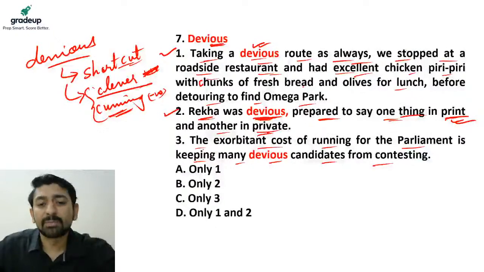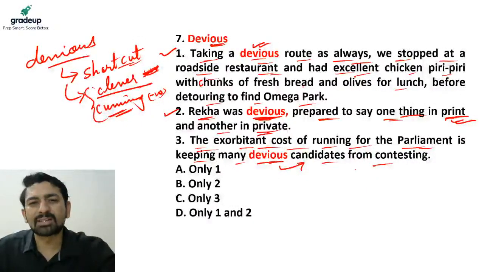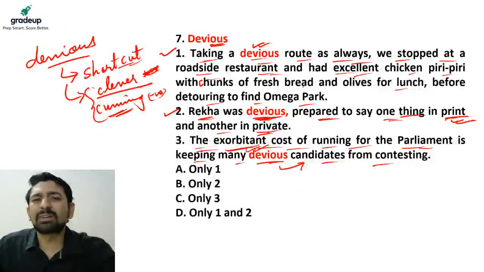The meaning is okay. Third sentence says the exorbitant cost of running for the parliament is keeping many devious candidates from contesting. Devious candidates, cunning candidates, or clever candidates. The meaning somewhat doesn't match here. Exorbitant means extremely high cost. How would the high cost of running for parliament keep many cunning candidates from contesting? If they have the money, they can obviously contest, even if they are cunning.